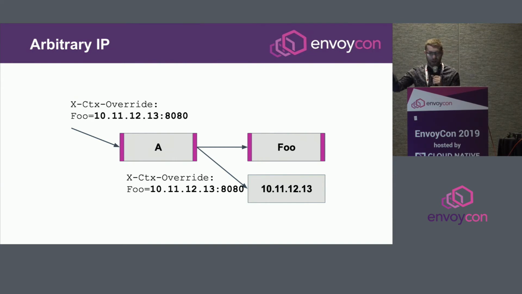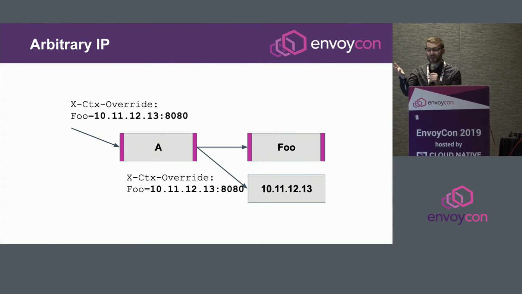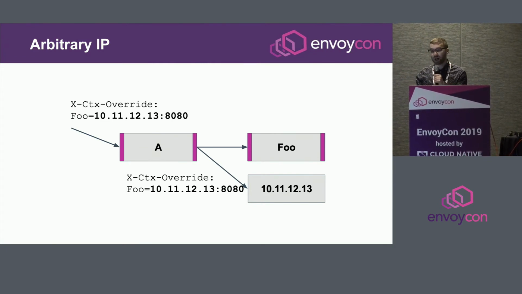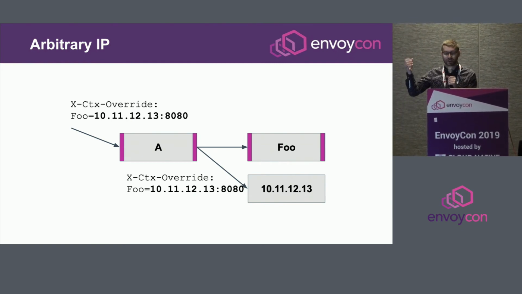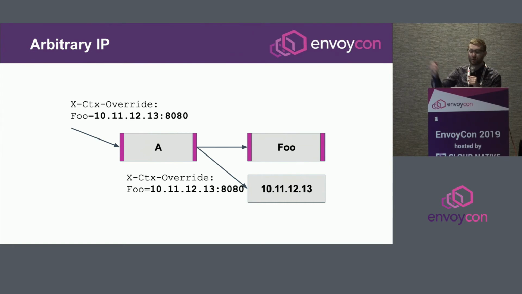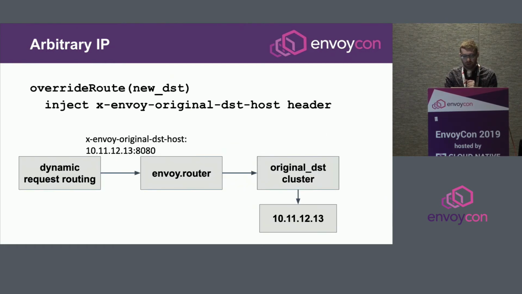But maybe we have some arbitrary IP. So unlike before where we were using metadata to say where we want to go, now we want to actually have a real destination. So it's not a pre-registered endpoint. It's just an arbitrary new endpoint. Maybe this is my laptop or something. Envoy doesn't know about this endpoint, so we need some way to tell it. There is functionality in Envoy that allows you to do this.